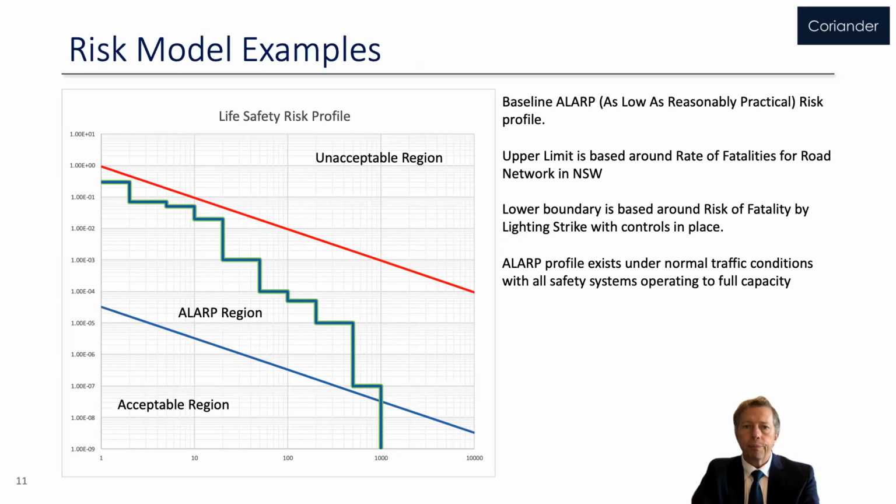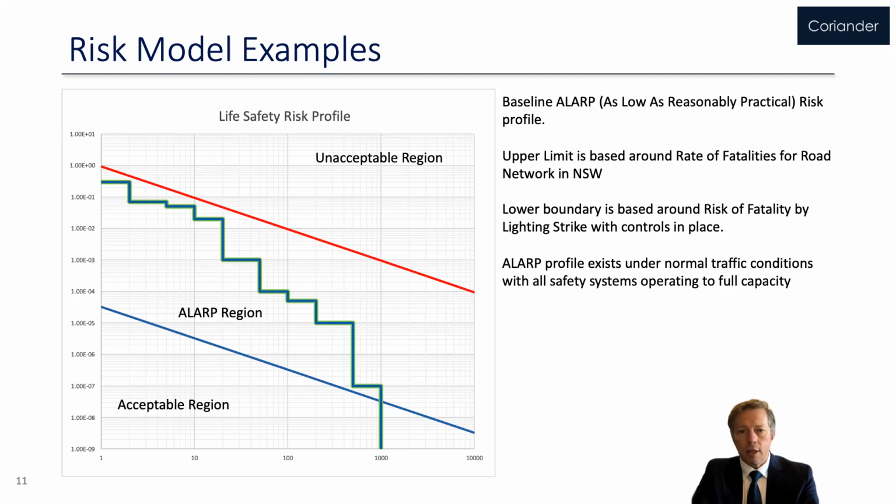So if you have seen an FN curve, you'll know that these are quite often confronting curves or diagrams to see, where N on the horizontal axis is the number of fatalities and F is the frequency of those events.